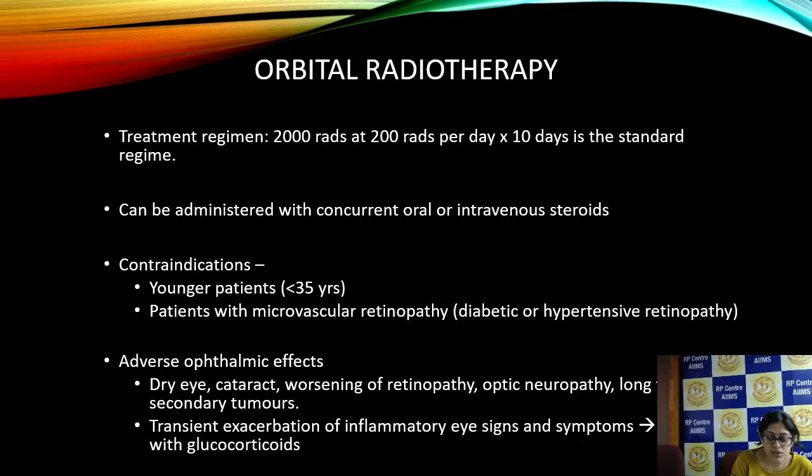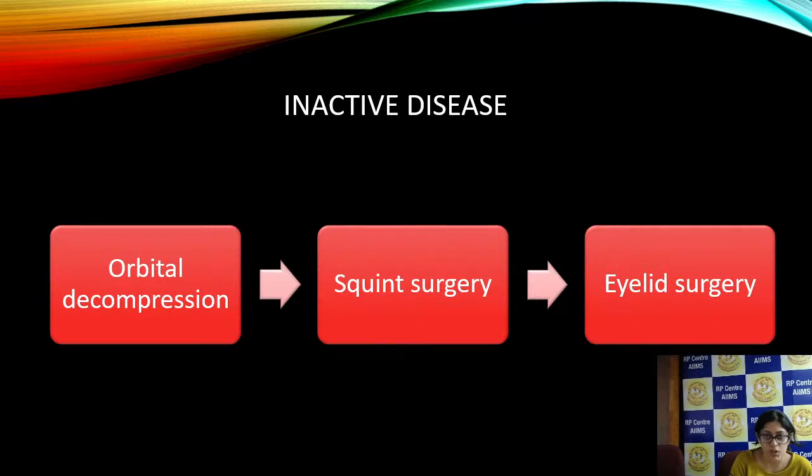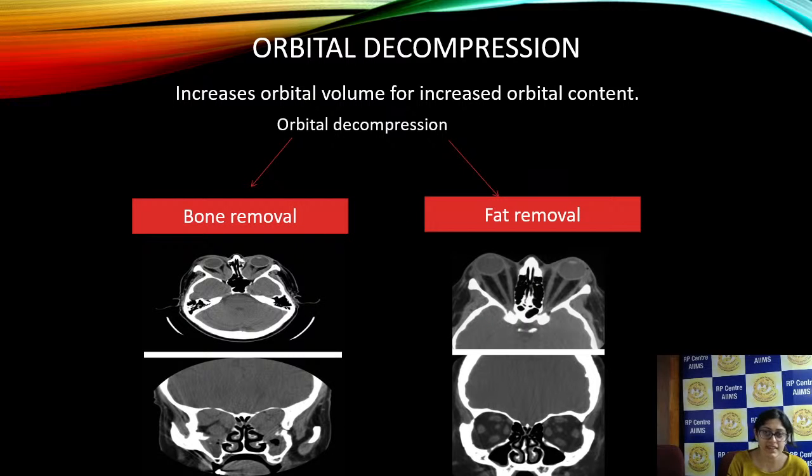It can also lead to transient exacerbation of the inflammatory eye signs and symptoms, which can be treated with steroids. Diabetic or hypertensive retinopathy is a contraindication as it can lead to bleeding or worsening of the retinopathy. Inactive disease is treated in the following order. First, we can do orbital decompression, then squint surgery, and then eyelid surgery.